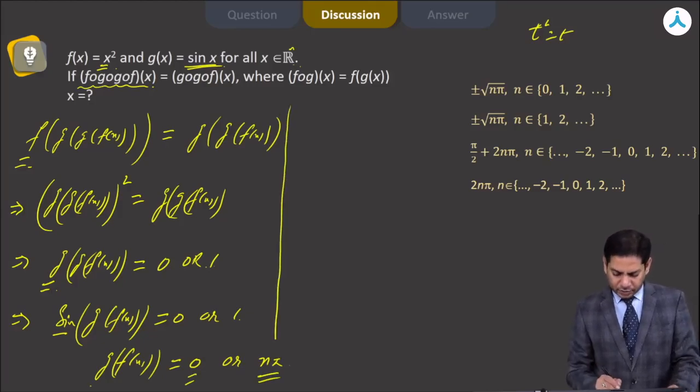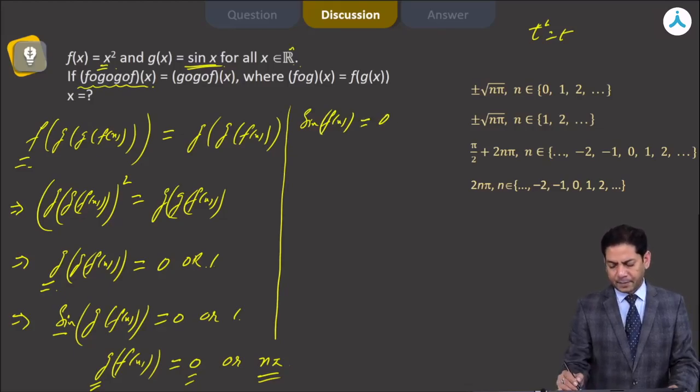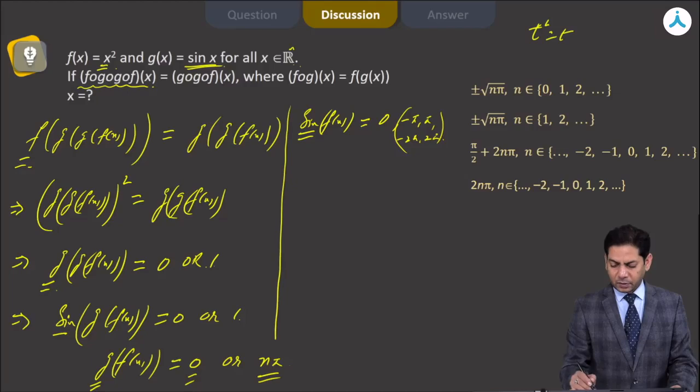And now this g function, that is sine. So sine of f of x, we should be having it equal to 0 or some multiple of pi, that is minus pi, plus pi, minus 2 pi, plus 2 pi. But obviously sine of anything cannot be equal to minus pi, plus pi or 2 pi or any other multiple of pi other than 0. So these all possibilities are simply ruled out. Sine of f of x cannot be equal to these quantities. So only possibility is sine of f of x that can be equal to 0.